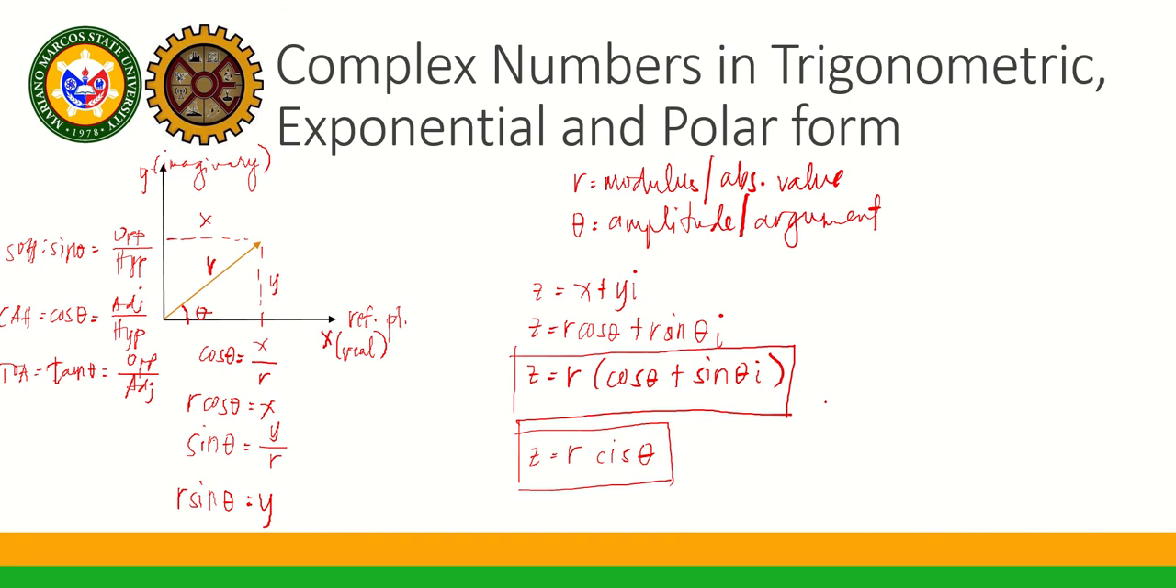Okay? So, pwede to na trigonometric form, pwede rin to. So, pwede siyang interchangeably used during our discussions ha. Pwedeng r times cosine theta plus sine theta i or r cis theta. Okay? So, that is the trigonometric form of the complex number z is equal to x plus yi.